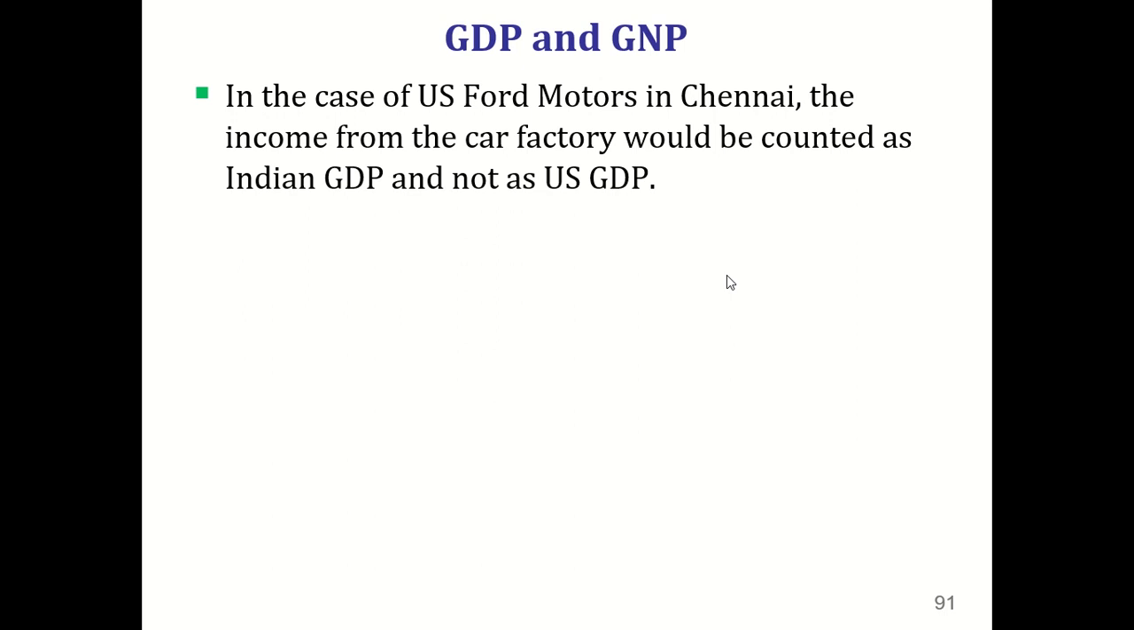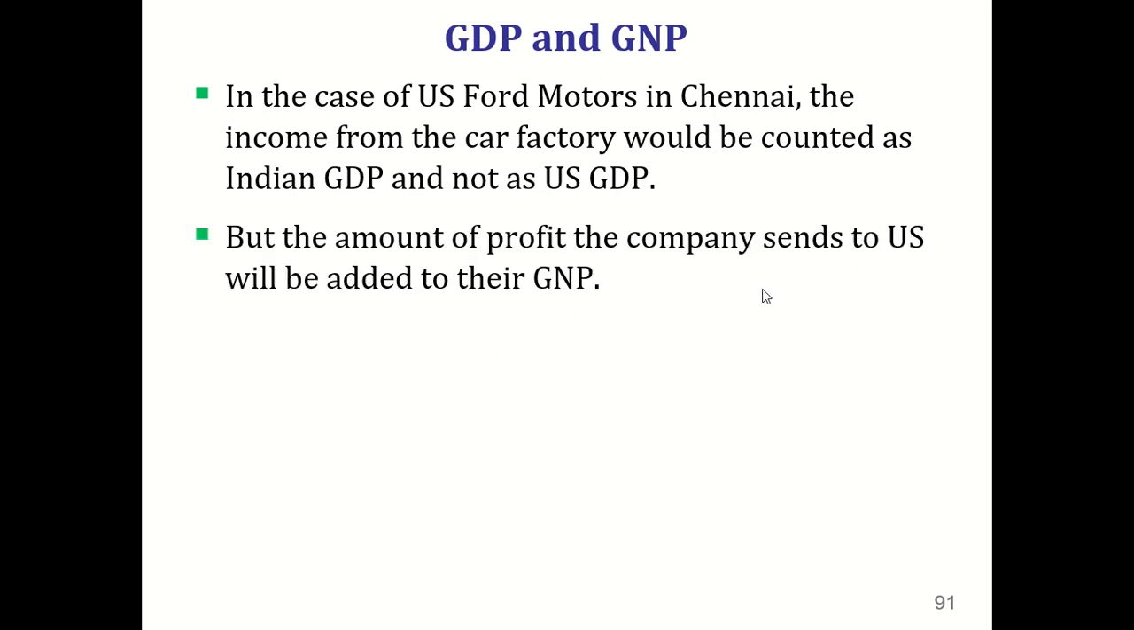Now, we can further elaborate the distinction between GDP and GNP, taking an example which we find in our day-to-day life. Let us consider the case of US Ford Motors in Chennai, and how the GNP and GDP will be affected by the working of US Ford Motors in Chennai. Let us see. The income earned from the car factory would be counted as Indian GDP, because the production has taken place within India, and it belongs to India's GDP but not to the US GDP, though the company is incorporated in US. But now the company, because it is incorporated in US, is entitled to repatriate profits to the head office of the company, which is in US.